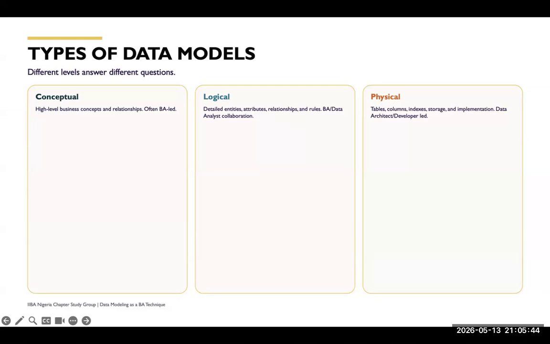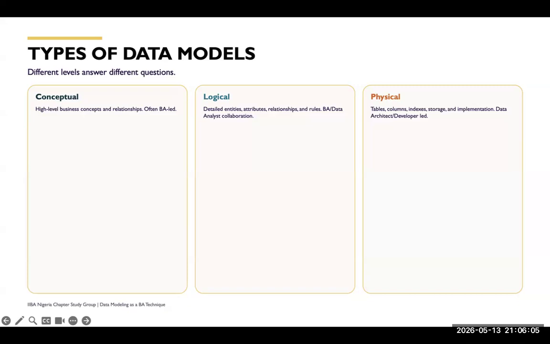So the logical model is detailed. It contains the entity, the attributes, the relationships we just looked at, the rules. This gives you a picture. I'm sure, based on the last slide, you should have a picture of what a logical model will look like. It contains those details, those attributes, relationships, rules, things like that.